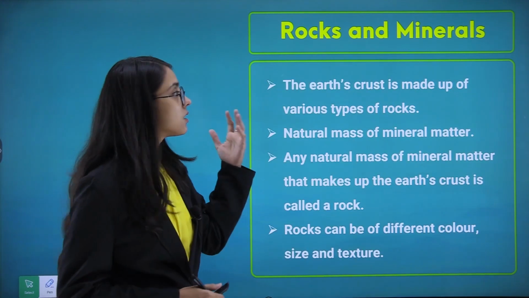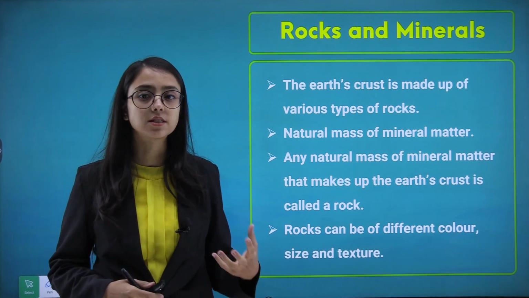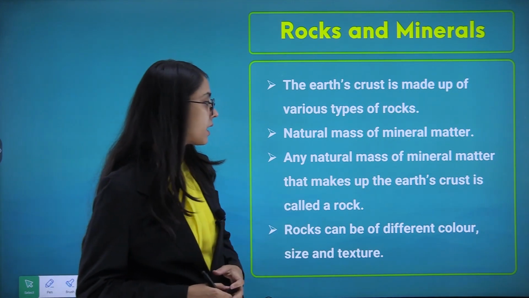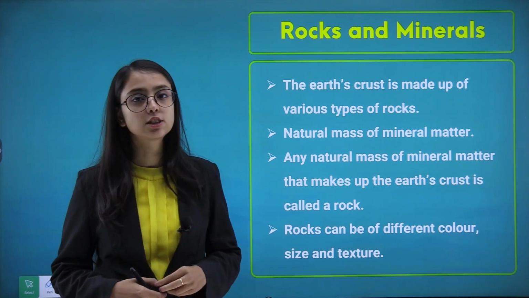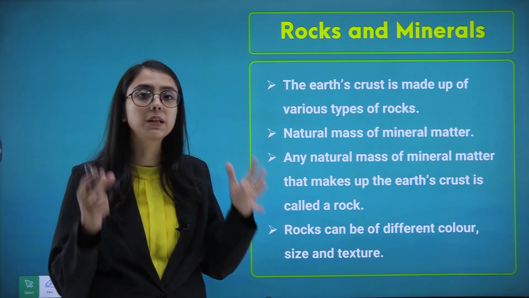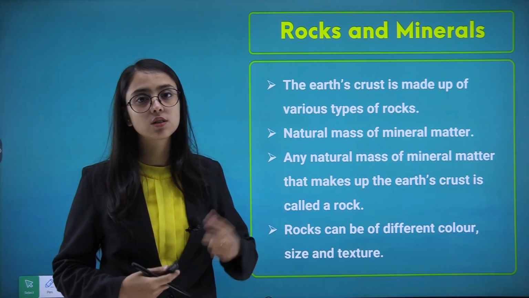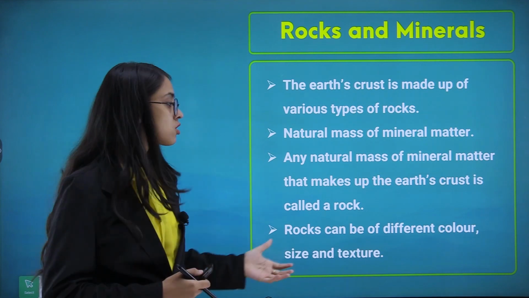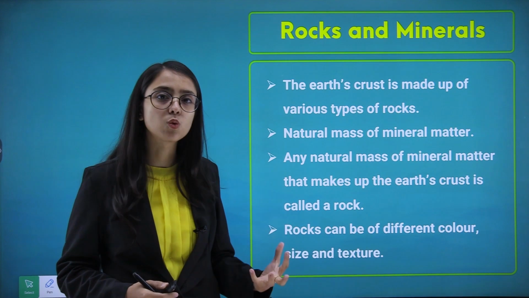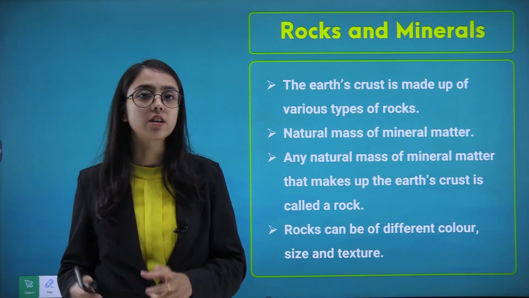Now, the earth's crust is made up of various types of rocks and natural mass of mineral matter. Any natural mass of mineral matter that makes up the earth's crust is called a rock. So what is a rock? Rock is a mass, a piece of minerals compressed together, which is found on the surface of the earth. Rocks are of different colors, shapes, sizes, textures. Some are very smooth, some are very beautiful in color, some are just very rough, etc.